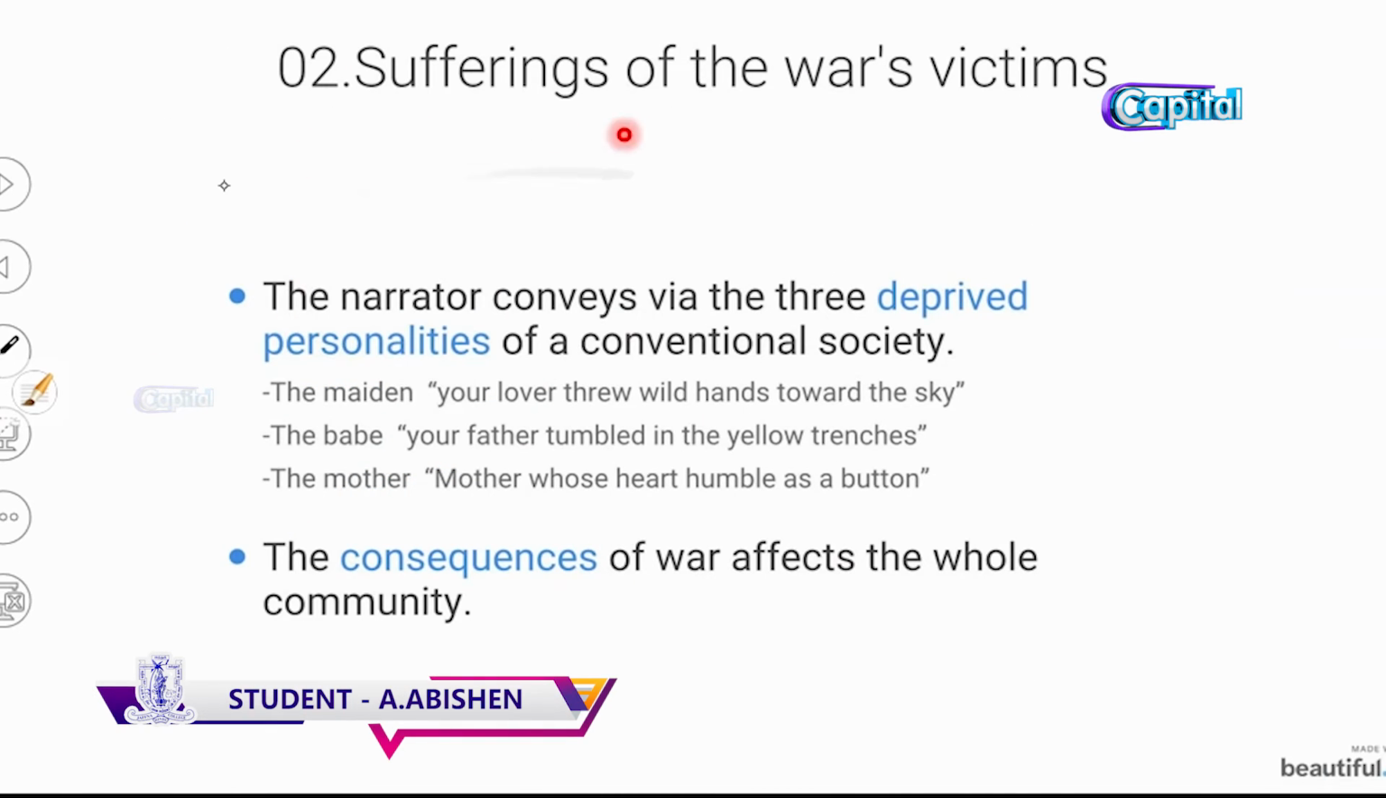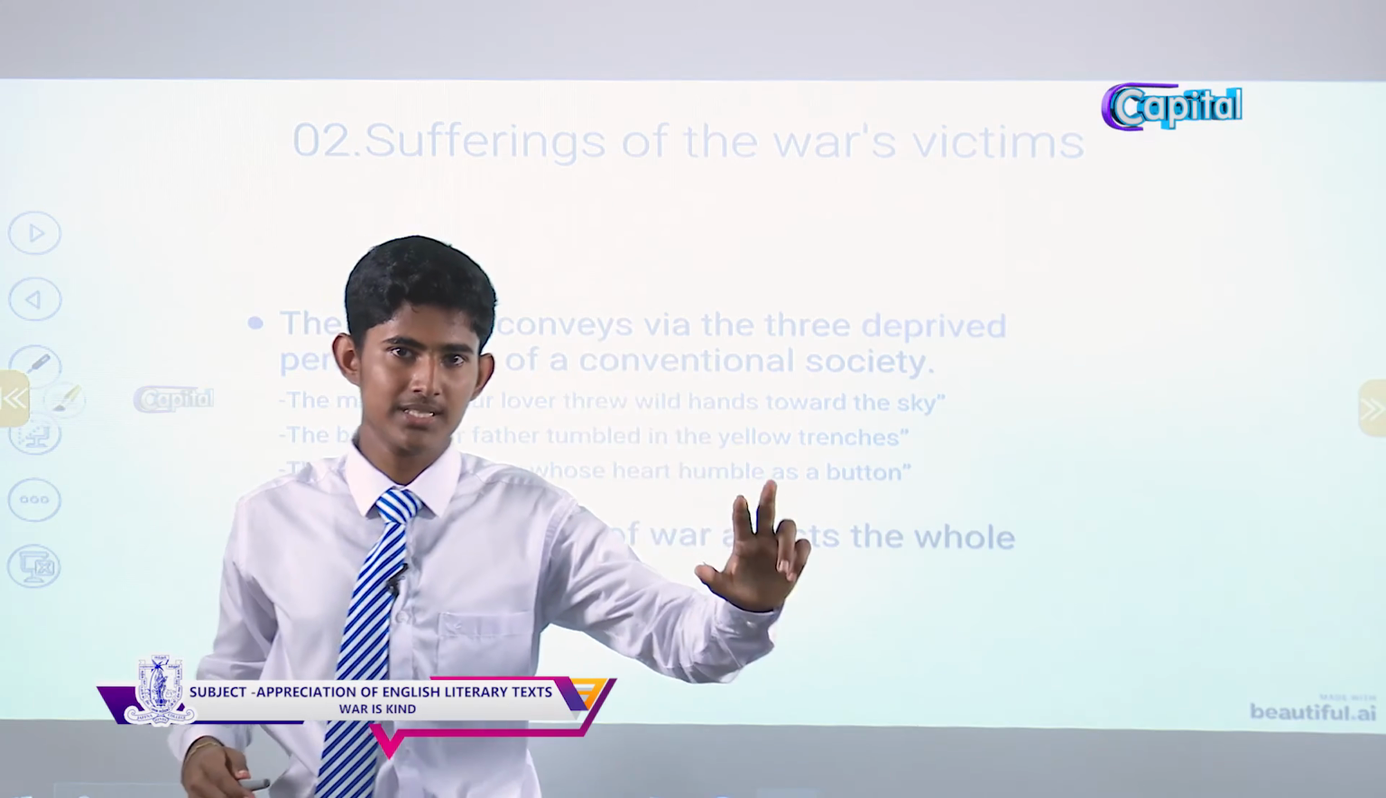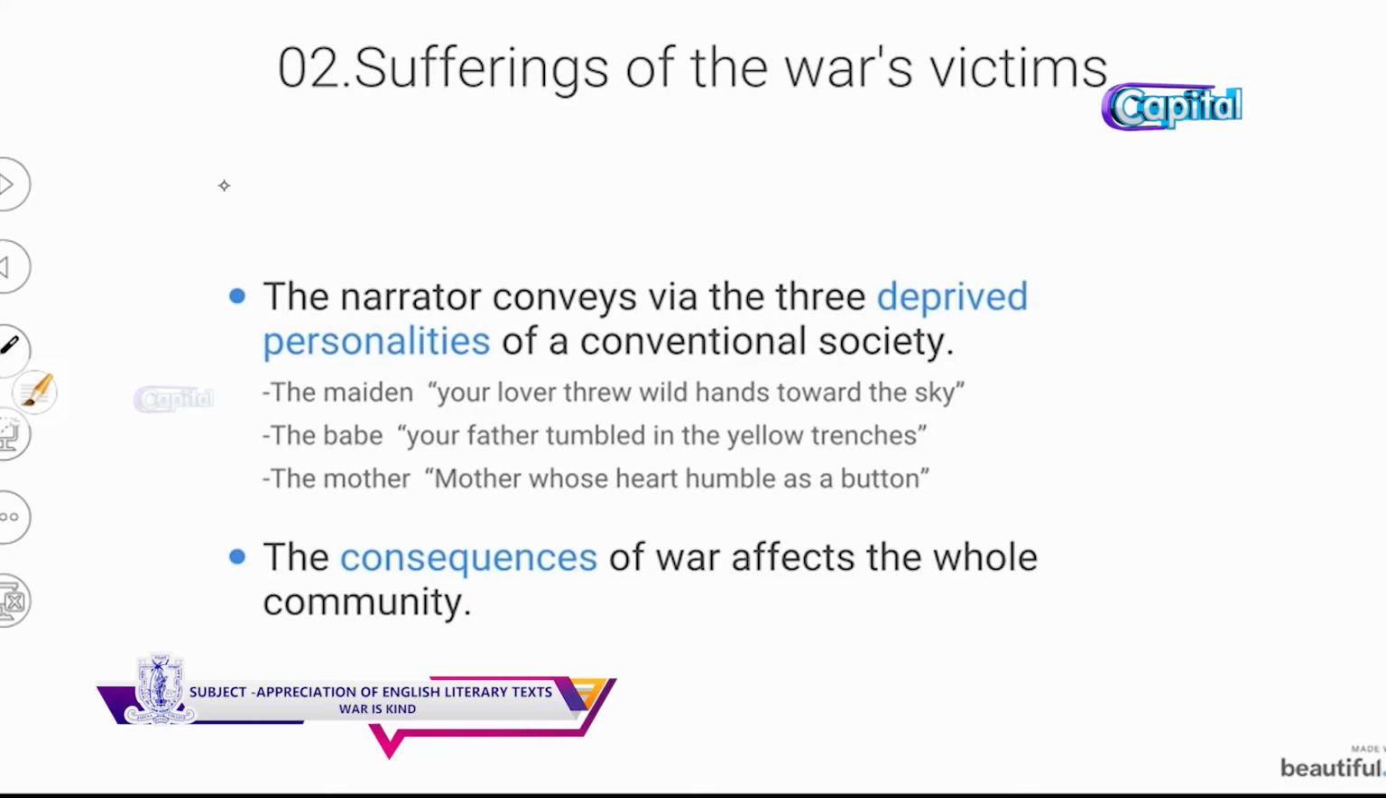Sufferings of the war's victims. The three main personalities: a grieving kid, a mourning maiden, a sorrowing mother. These three personalities, which resemble the civilization, are portrayed as the suffering of the war's victims. Here we can see deprived personalities. In order to address them, the adjective is deprived. Then the consequences of the war, how the ill effects of war affect these people.